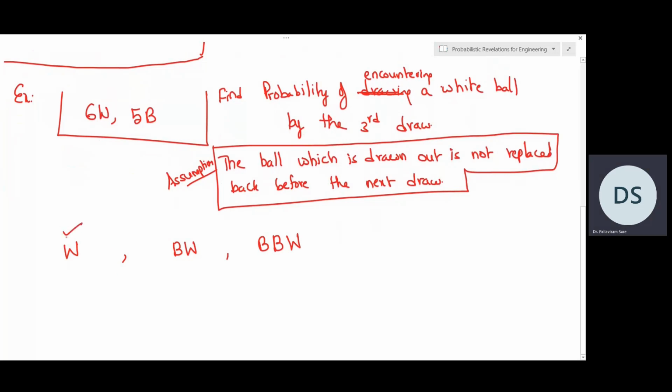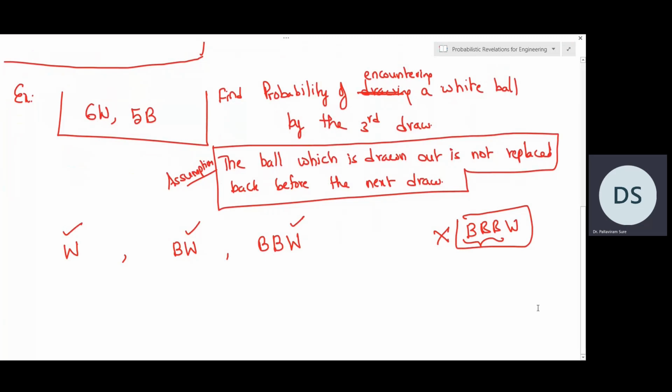So this is having a white ball in the first draw, and this stands for having a white ball in the second draw, and this stands for having a white ball by the third draw. So if we write B, B, B and W, that means if I go one more step like this, this says in the first three draws there is no white ball at all. So hence this particular event does not satisfy what the question asks, so it is not a part of this solution.